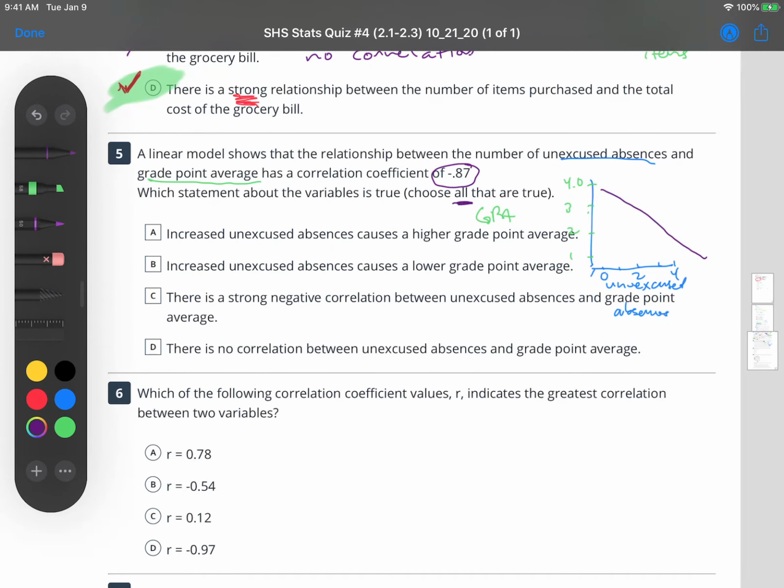Increased unexcused absences, so I like to say as I go towards the right, causes a higher GPA. Did the graph go up? The answer is no, it did not go up. That's false, we're looking for true. Let's try that again. As you go from 0 unexcused, 1, 2, 3, 4 unexcused, then you have a lower GPA. What's happening to the graph? Is it going down? That is true.